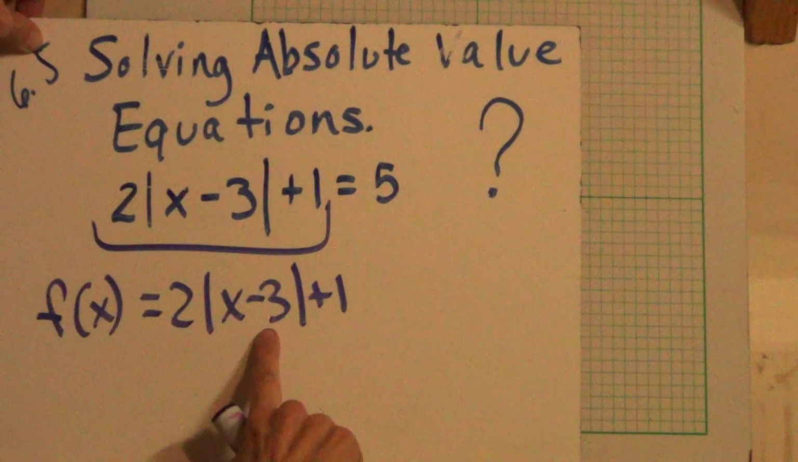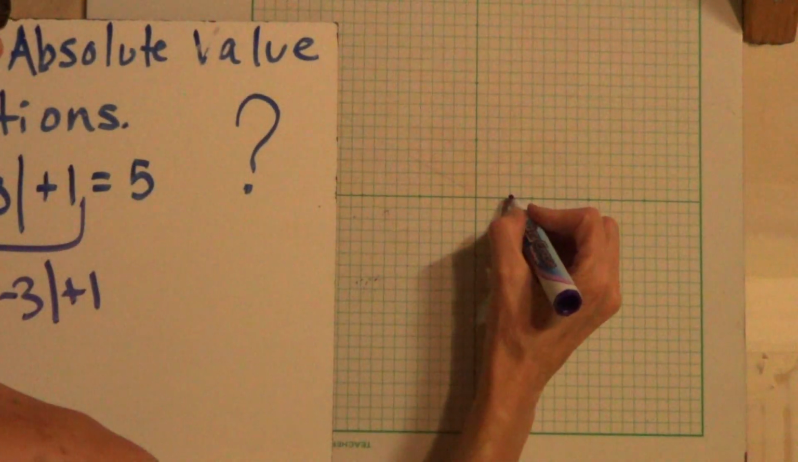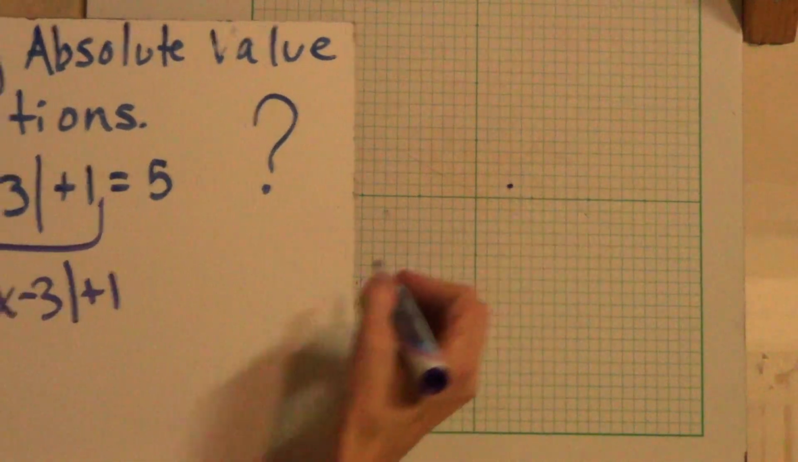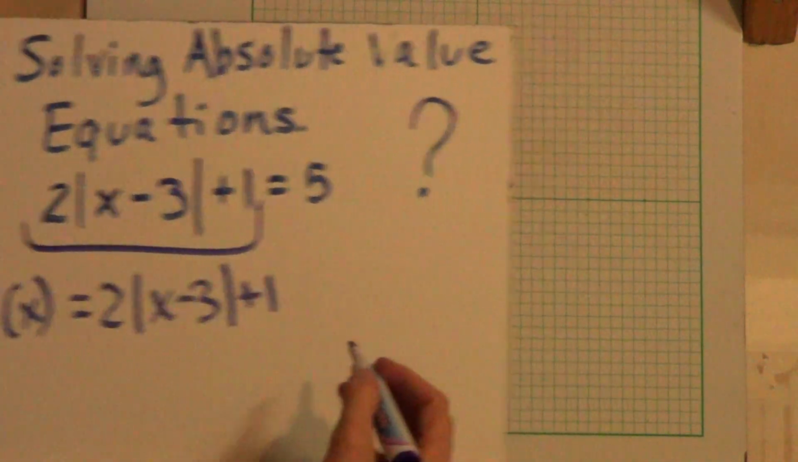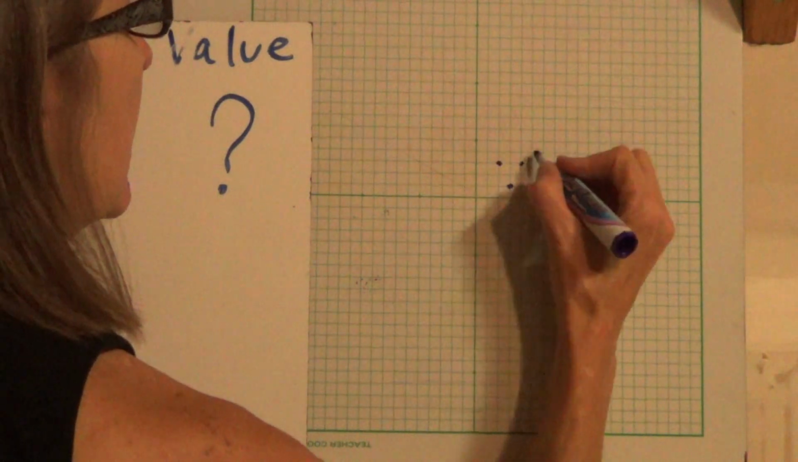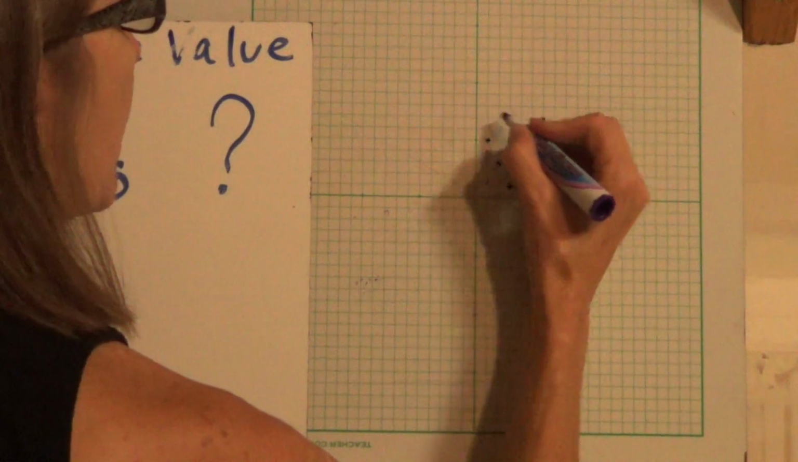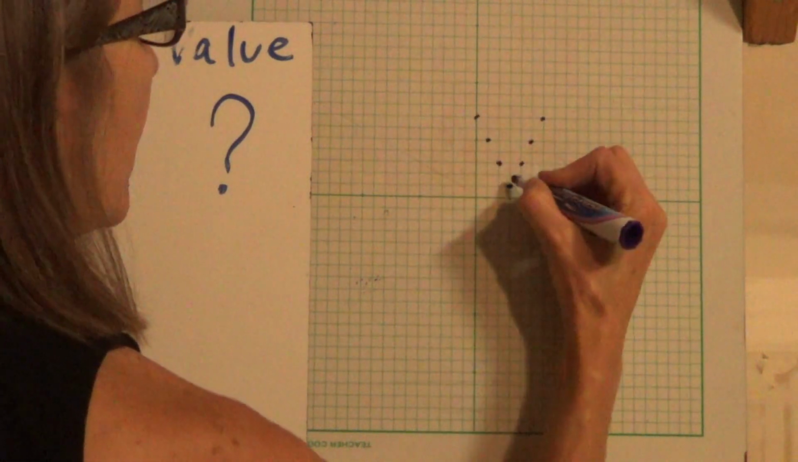We know that it's going to the right 3, up 1. So we go right 3, up 1. It's got a stretch of 2. So we go up 2. I'm trying to be real accurate, so that's why I'm extending these points out a little bit.